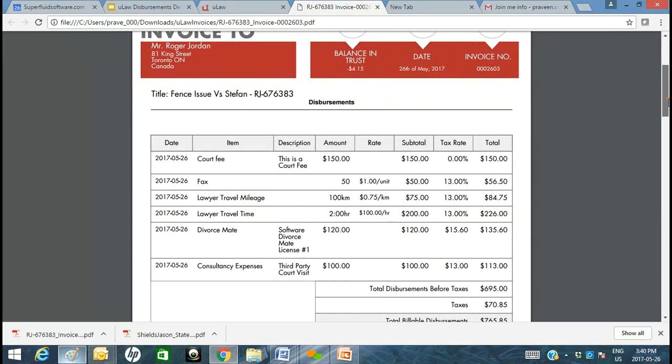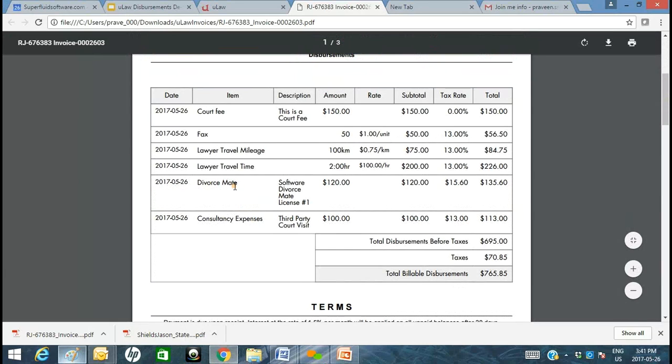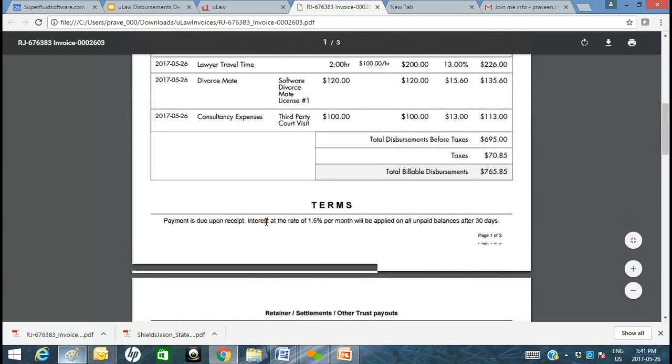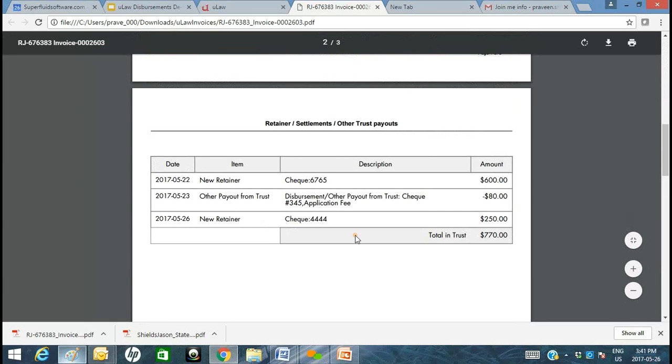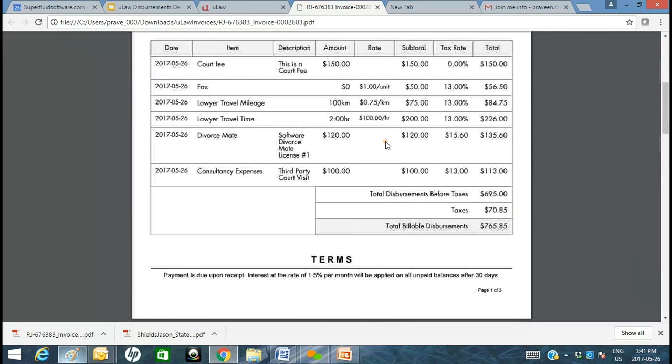Okay, you've got your disbursements, you've got your court fee, your fax, lawyer travel mileage, travel time, you've got your marked up expense for divorce mate, you've got your marked down expense for consultancy expenses. Very important. Those are all disbursements coming out of your general account. Okay? We looked at all these different examples coming out of your general account.